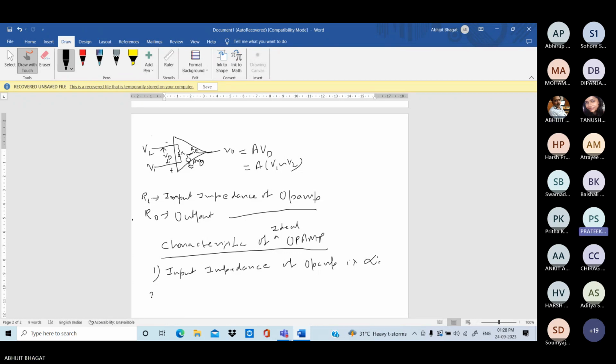Second one is output impedance. Across the output side, ideally there is no resistance drop, and practically a very low resistance drop. So the output impedance of the OPAMP is 0 for the ideal case, and very low for the practical case. Okay.